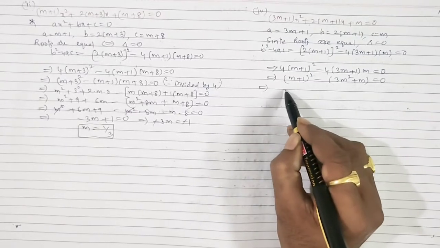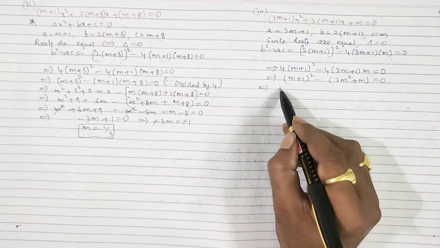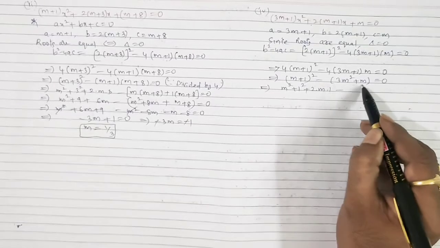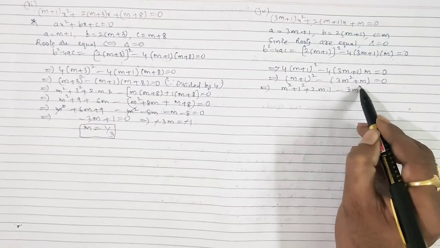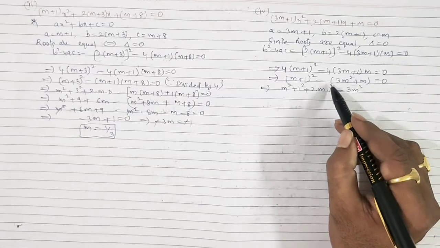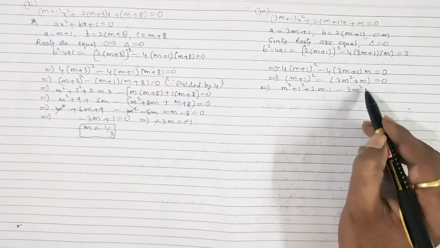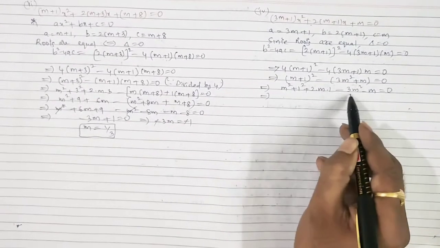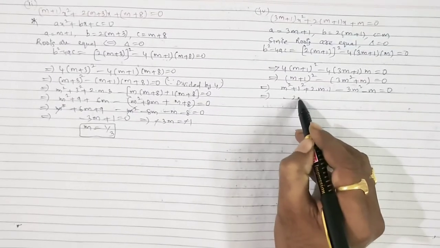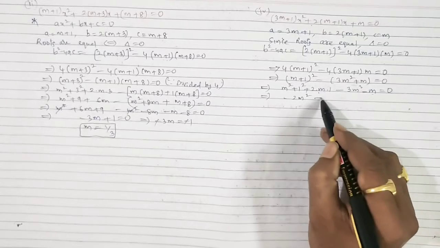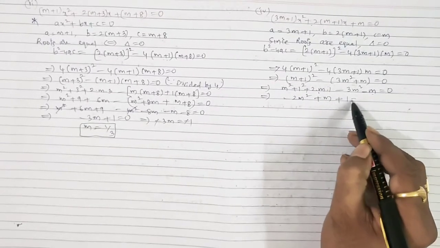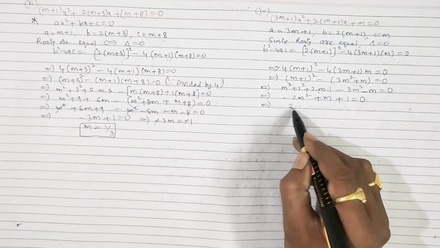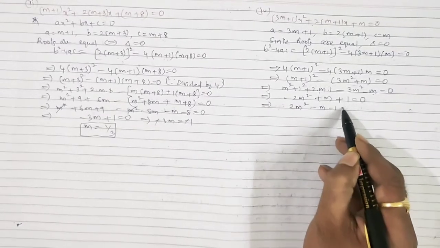Now if you expand, it is in the form of a plus b whole square, so a square plus b square plus 2ab. Minus, if you remove the bracket, then both terms become negative. So here m square minus 3m square minus m plus 2m plus 1 is equal to 0. If you multiply this whole equation by minus 1, then it becomes 2m square minus m minus 1 is equal to 0.